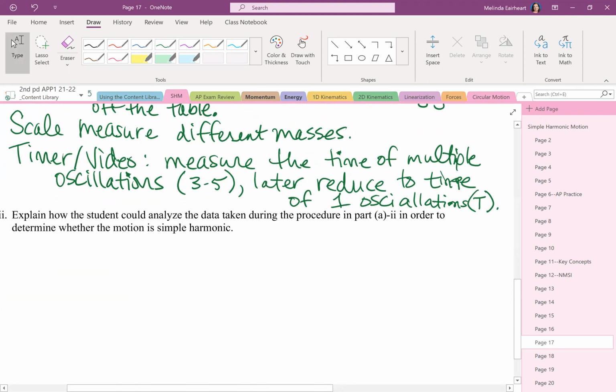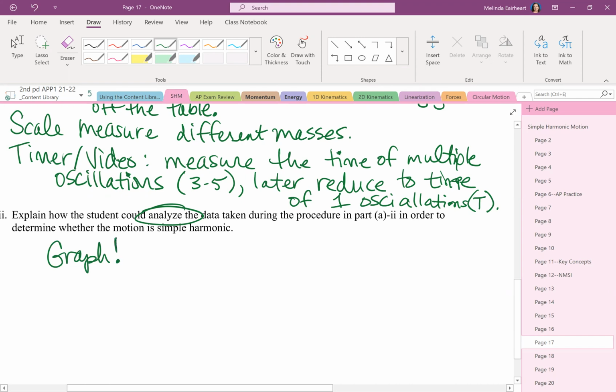And then part 3 says, explain how the student could analyze. So imagine we've collected all this data. What are we going to do with it in order to determine whether the motion is simple harmonic motion? So what should the data look like or do if it is simple harmonic motion? How are we going to analyze it? In physics, how do we analyze a lot of data? Graphs. So I would take the graph approach, right?